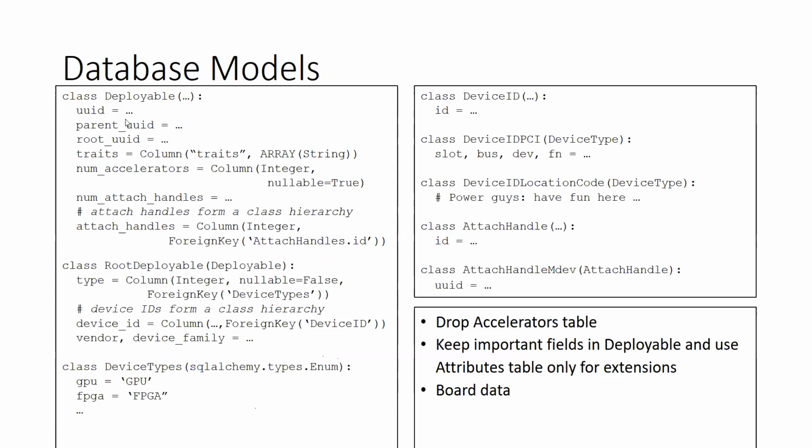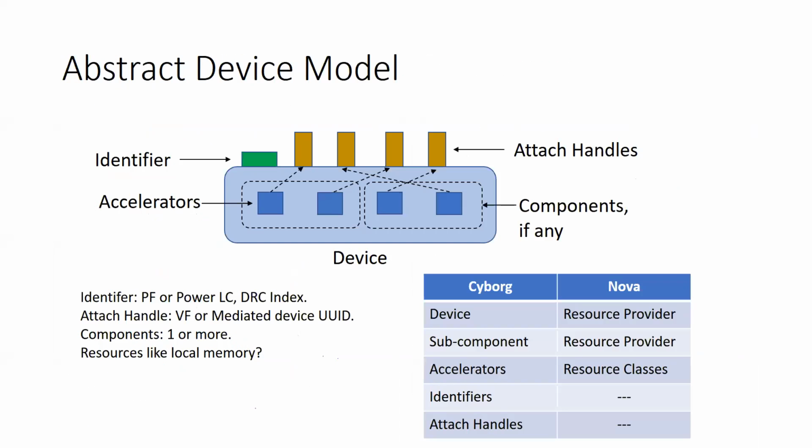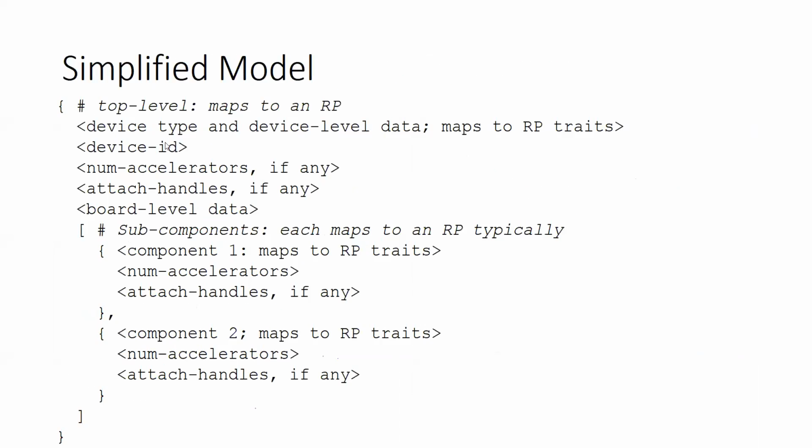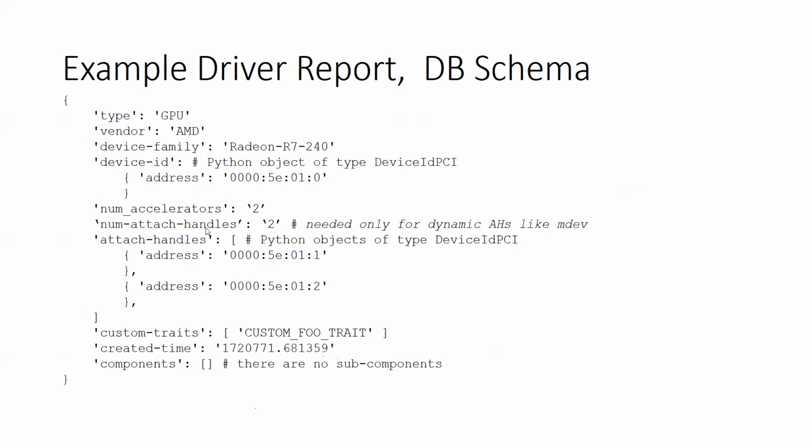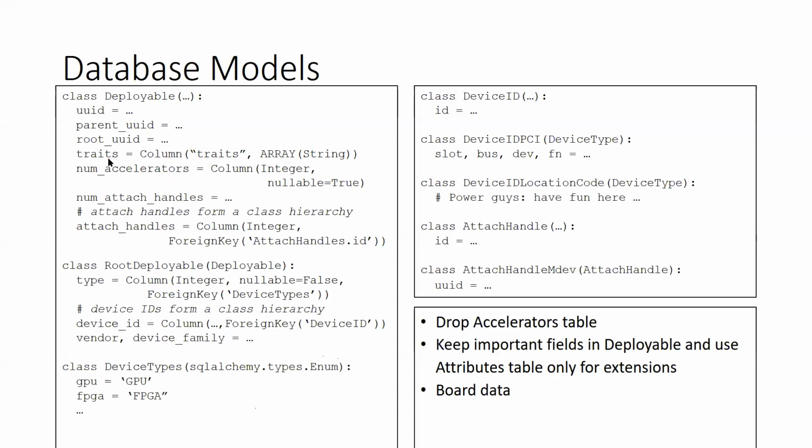So you've got a UID, a parent UID, and a root UID. We have a hierarchy just like before, except the deployables now represent these components over here. It's either a device or each component. In terms of this model, it's one of the levels in the hierarchy, either top level or otherwise, and it typically will map to a resource provider in Nova, but doesn't always have to. Then you have ways to identify how many accelerators there are, how many attach handles there are, and so on. And attach handles themselves form a separate table. I did have an example of that.